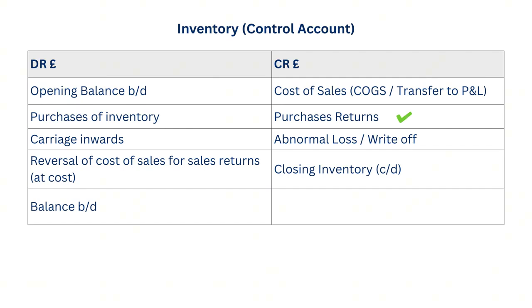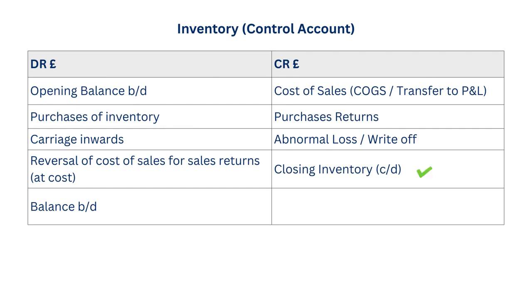Purchase returns, also known as returns outwards, are goods that we return to our suppliers. Because these items leave our inventory, we reduce the asset by crediting the inventory control account. Abnormal losses. If inventory is damaged, stolen, expired or otherwise unsellable, it must be written off. These abnormal losses reduce the amount of usable inventory, so they are recorded as credits. This ensures inventory is not overstated.